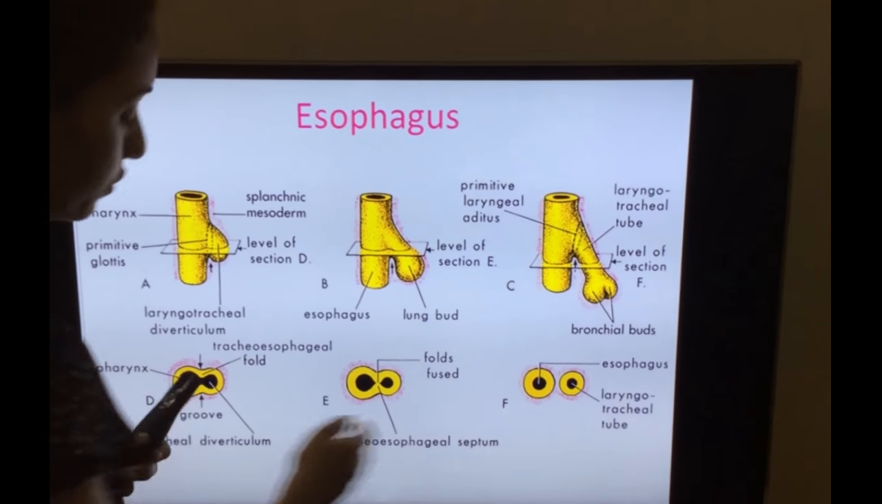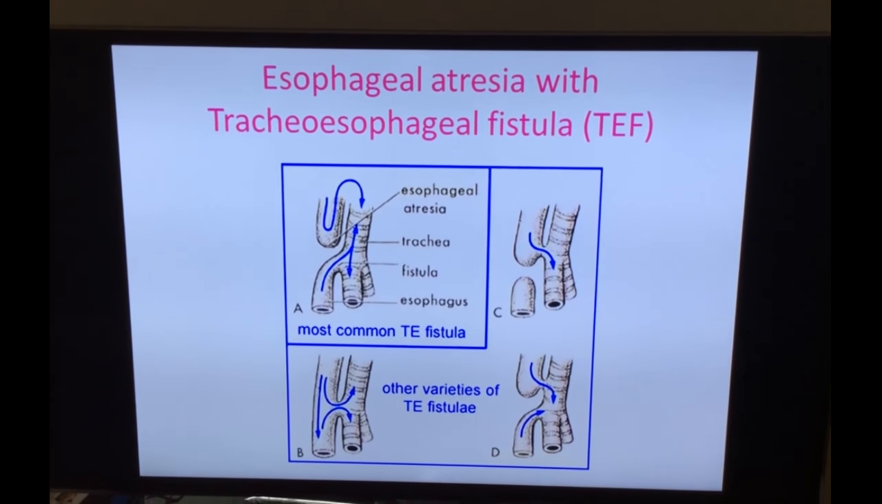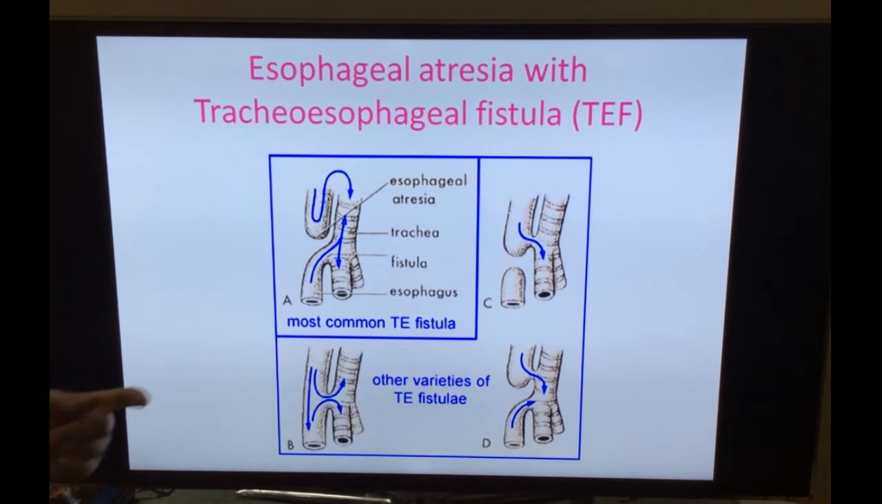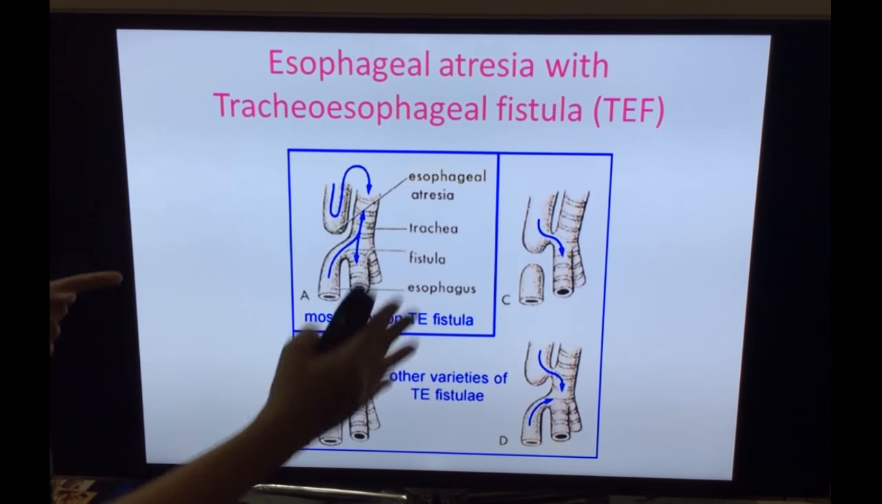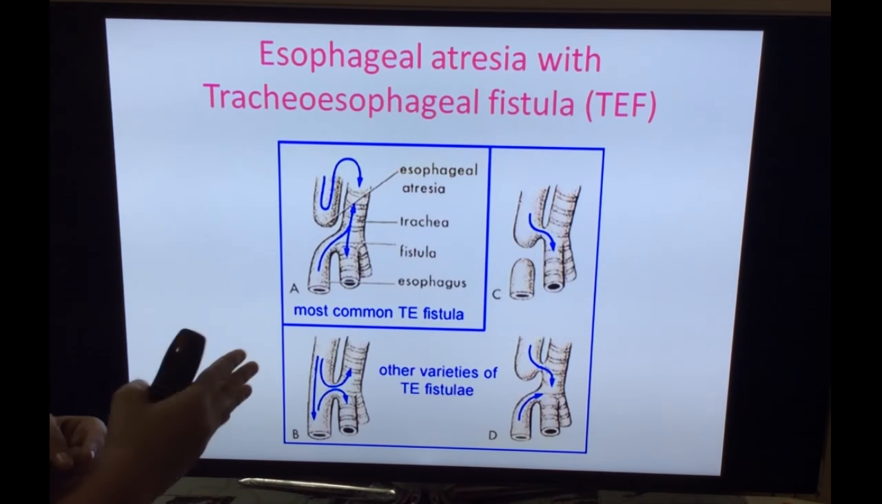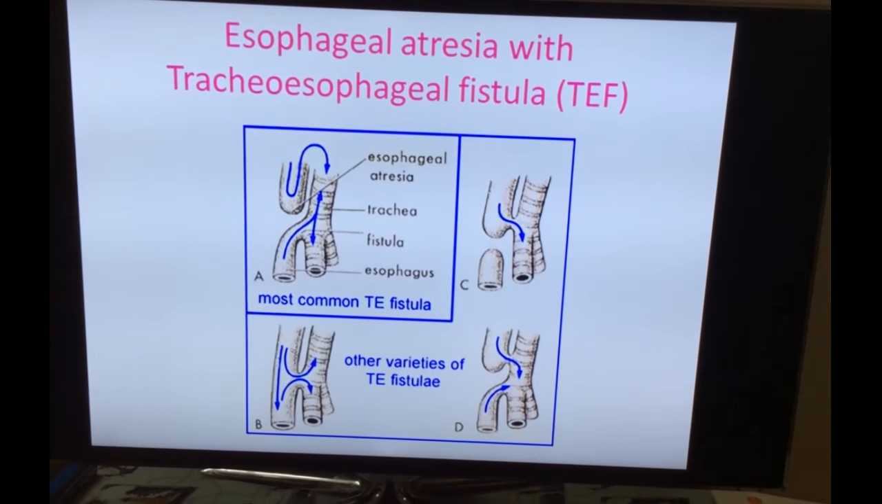If there is an abnormality in the formation of this septum, or if there is incomplete fusion, it can lead to different types of fistula and atresia, which I also mentioned in detail in my previous video on development of the respiratory system.